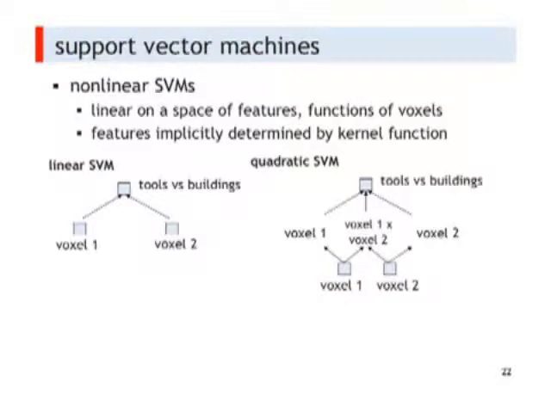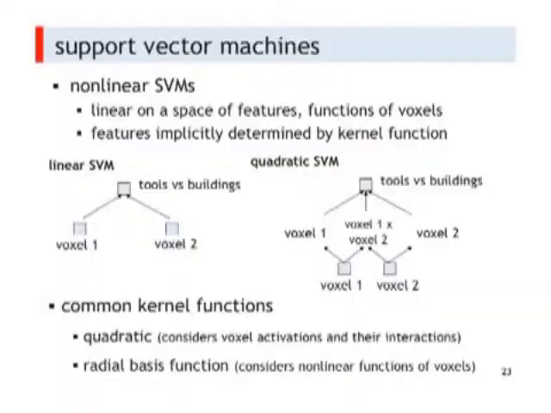A quadratic SVM is a bit like doing a linear regression with an interaction term. So you consider what the voxels are doing, but also what their interaction is doing. And then you train a linear discriminant on that new feature space derived from the original one. Does this make sense? Okay.